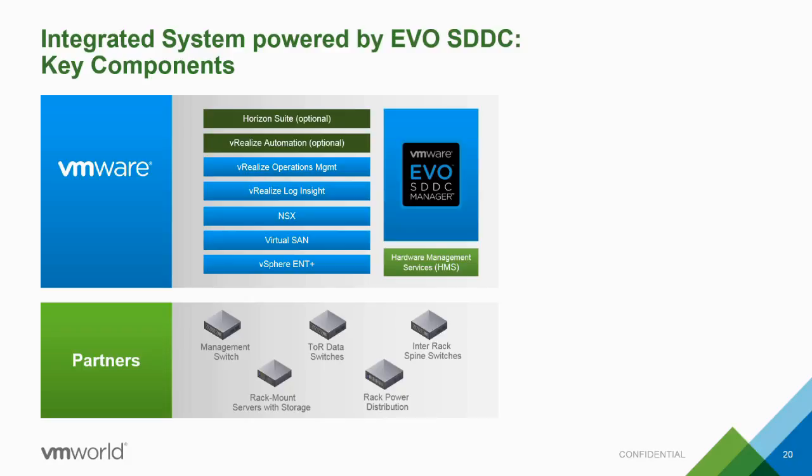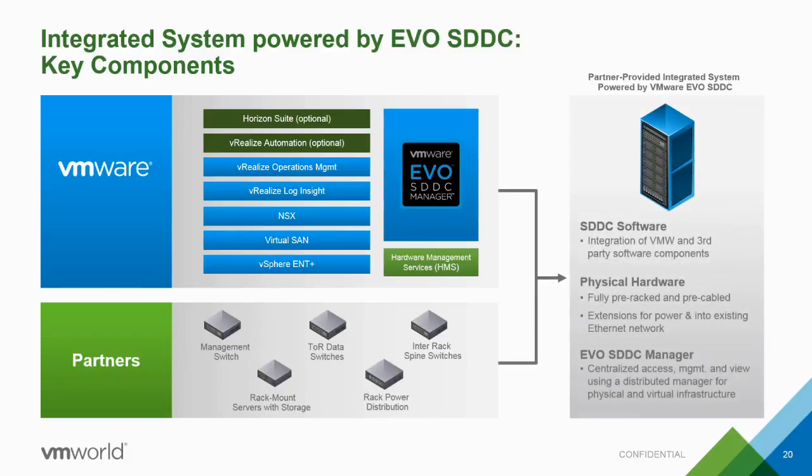What our partners will do is they'll take all of this, integrate them together, and deliver a solution that consists of SDDC software and the physical hardware, which is fully pre-racked and pre-cabled. So the idea is to do all of the integration in the factory by the partner, including pre-imaging, pre-installation, pre-configuration of all of the hardware and software components, and have an EVO SDDC Manager bundled together as a centralized operations management tool to manage all of this infrastructure together.